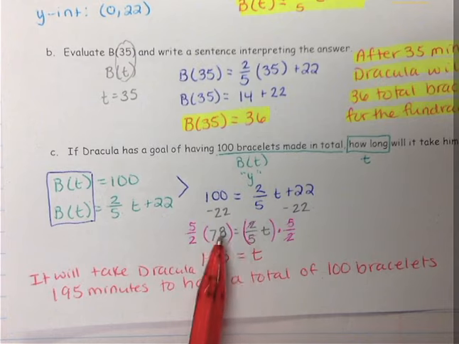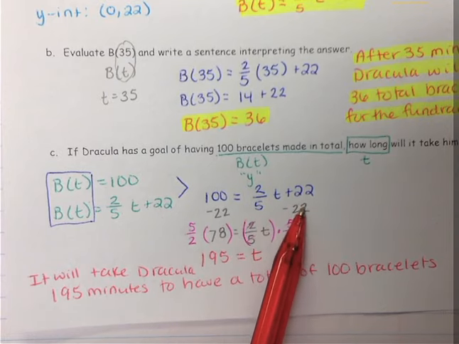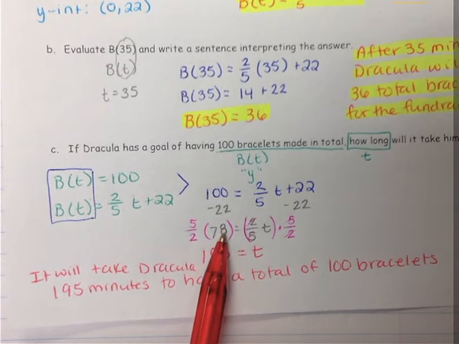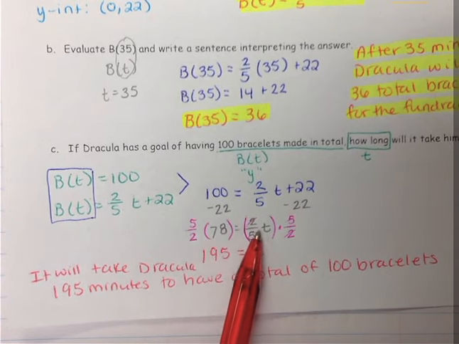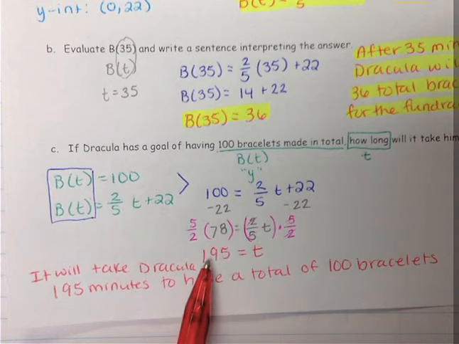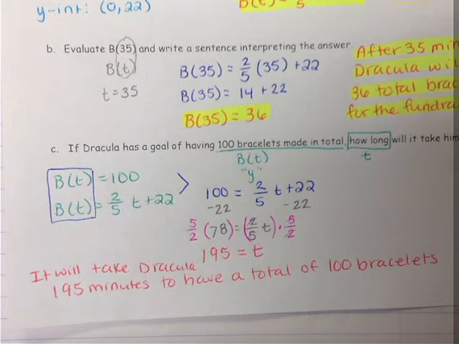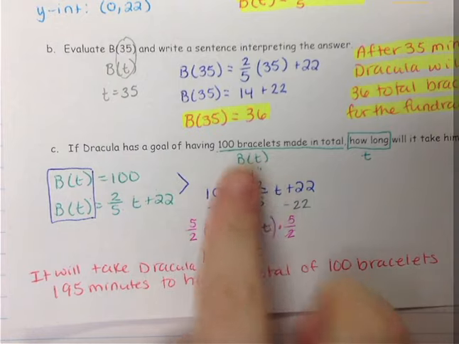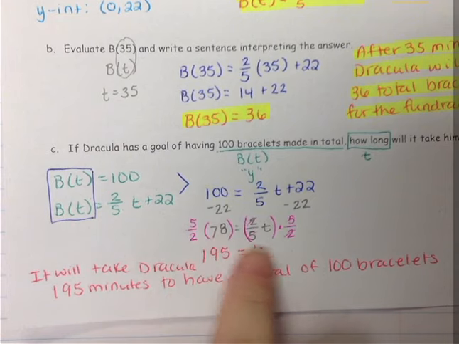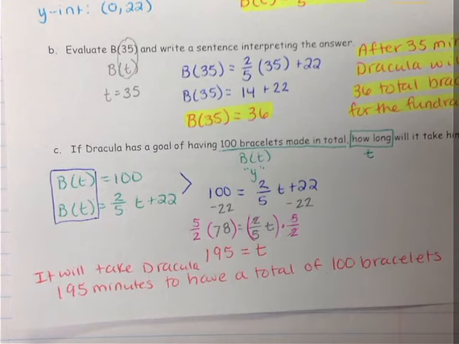Now, if I look back here to the part that I have in pencil here, Dracula already had that 22 bracelets. So he's actually making 78 bracelets. He's not having those 78 bracelets. He's going to be making those. So it's actually going to take him 195 minutes to make the 78 bracelets to end up having a total of 100 bracelets. So understanding what the question is, he wants 100 total bracelets. So it'll take him 195 minutes to make that 78 to add on with that 22 that he already had.